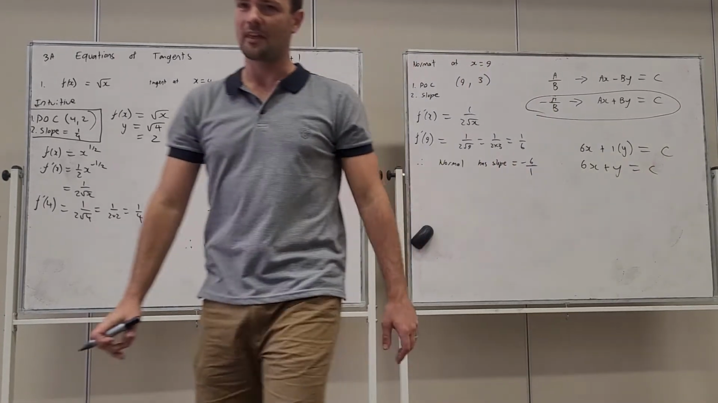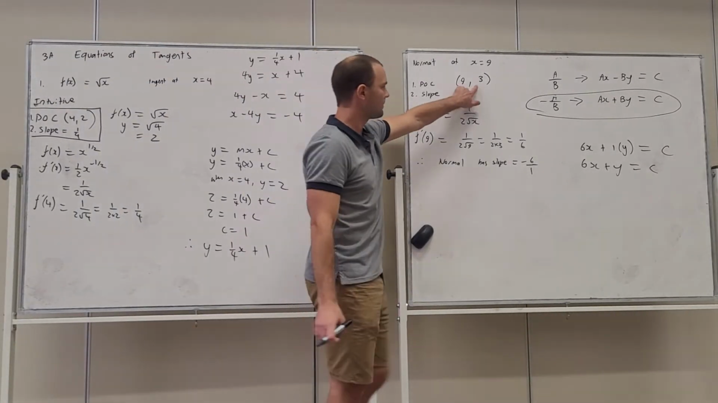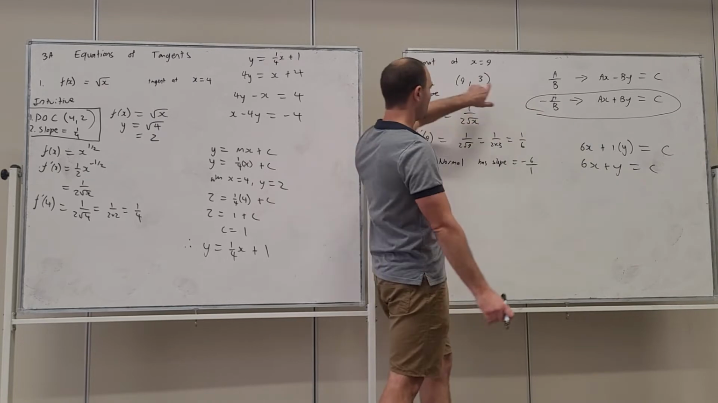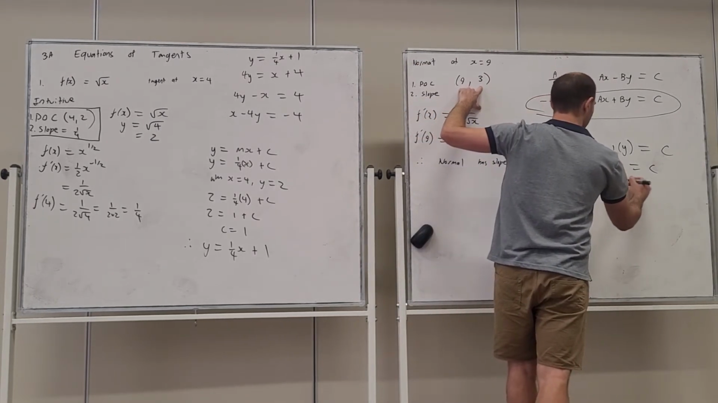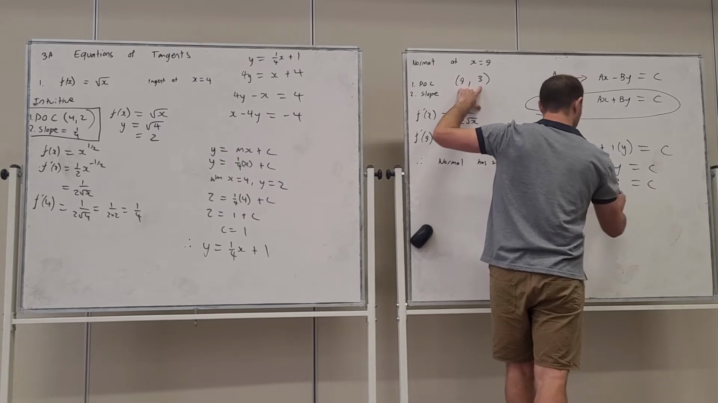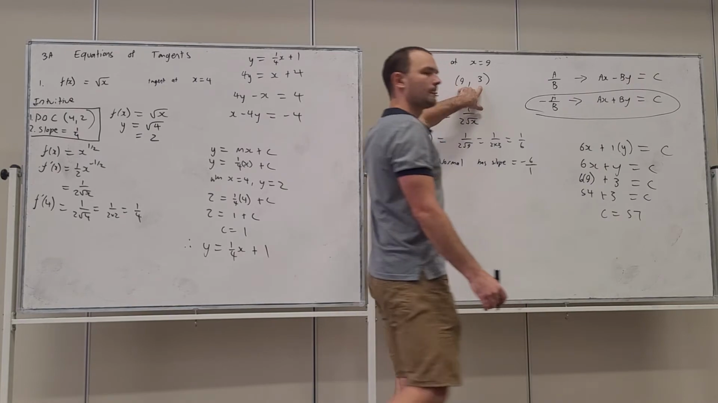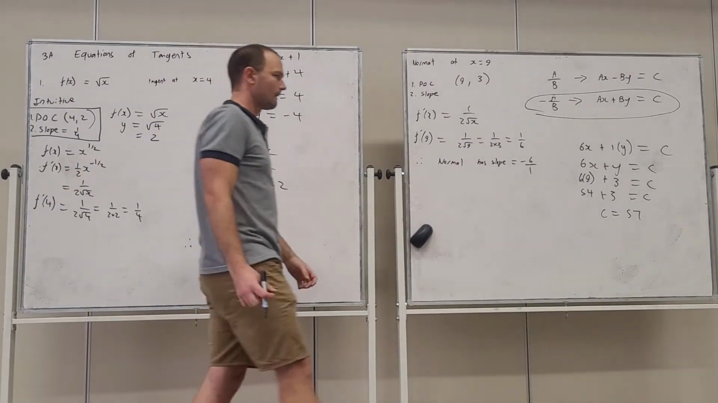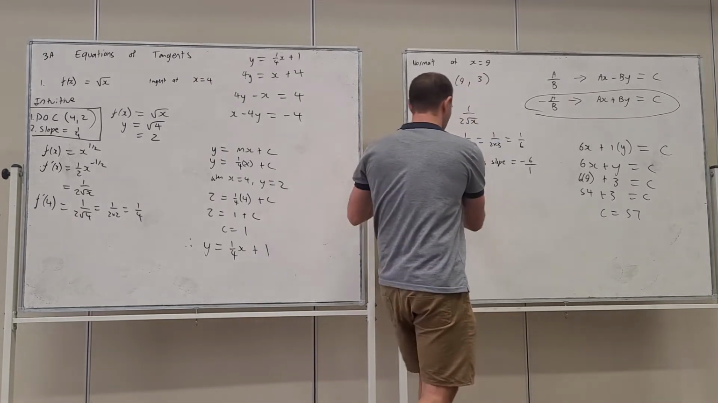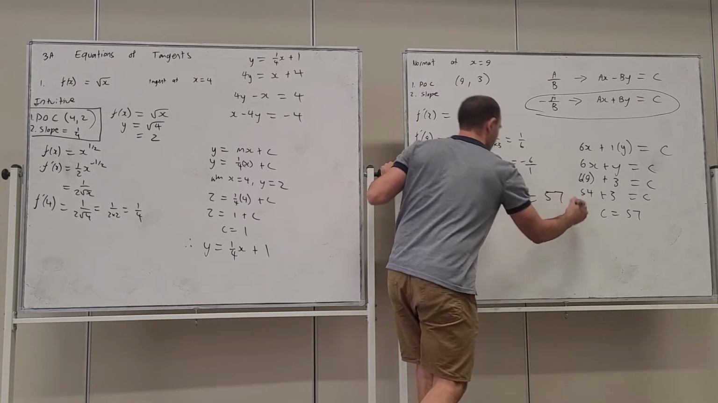Okay, and then in order to find c, all we have to do is sub in our point of contact. We've got 6 times 9 plus 3 equals c. 54 plus 3 is c. We've got c is 57. And so therefore, the equation of the normal is 6x plus y equals 57.